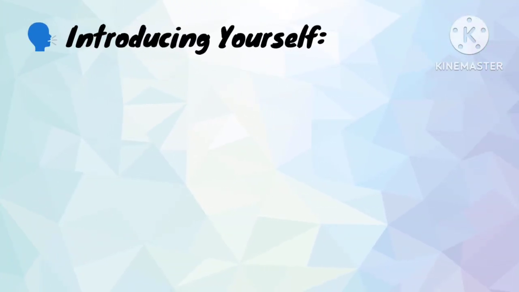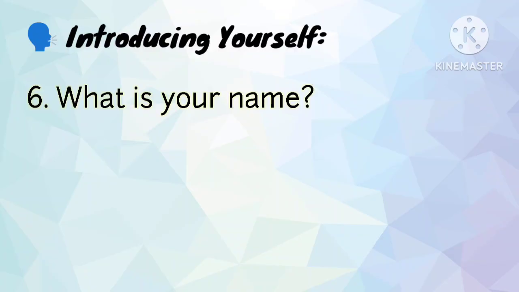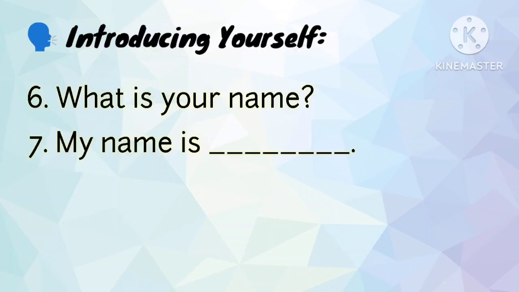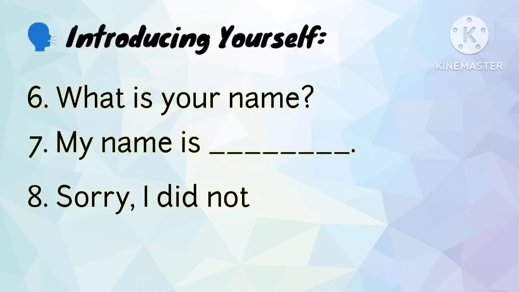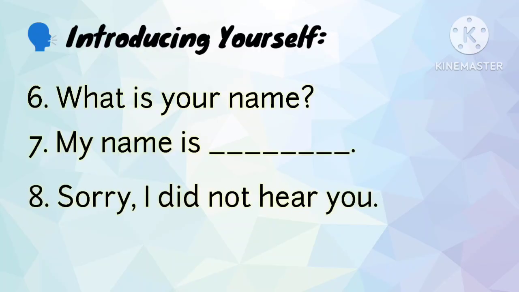All right, let's learn how to introduce yourself. The first sentence is, what is your name? You can use this to ask someone what their name is. Next, my name is, followed by your name. Use this whenever you want to introduce yourself to others. And, sorry, I did not hear you. This is perfect to use when you couldn't quite hear what someone just said.